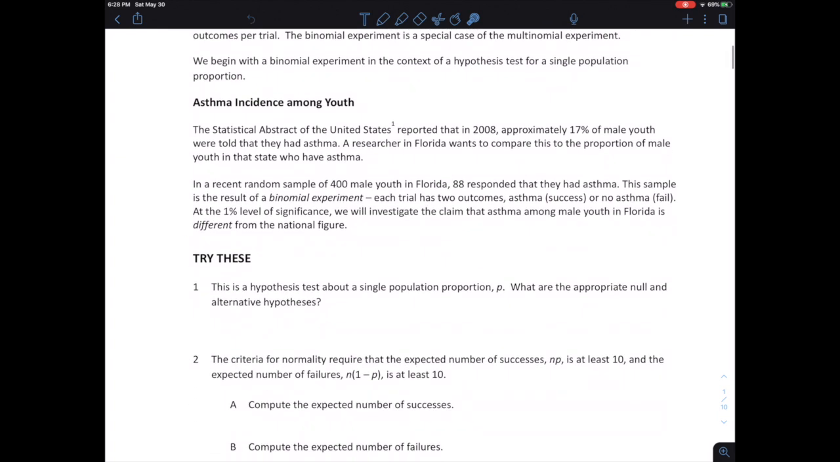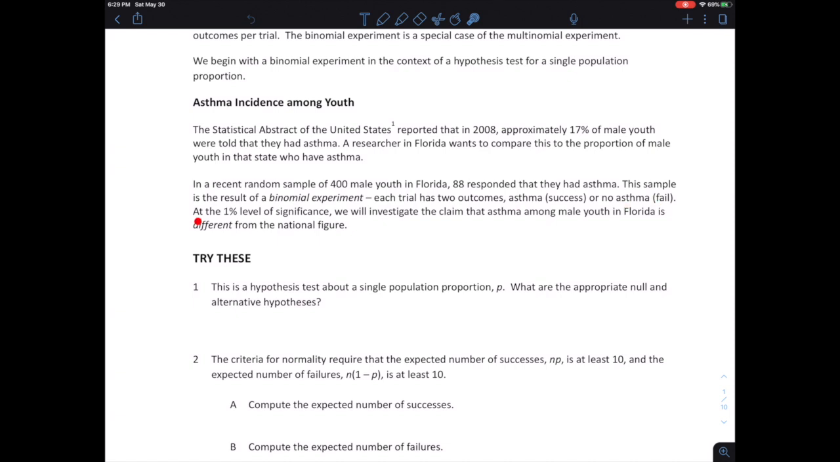Okay, so the context is about asthma incidence among youth. The Statistical Abstract of the United States reported that in 2008, approximately 17% of male youth were told they had asthma. A researcher in Florida wants to compare this to the proportion of male youth in that state who have asthma. In a recent random sample of 400 male youth in Florida, 88 responded that they had asthma. This sample is the result of a binomial experiment. Each trial has 2 outcomes: asthma, success, or no asthma, failure. So it's categorical data, there's 2 categories.